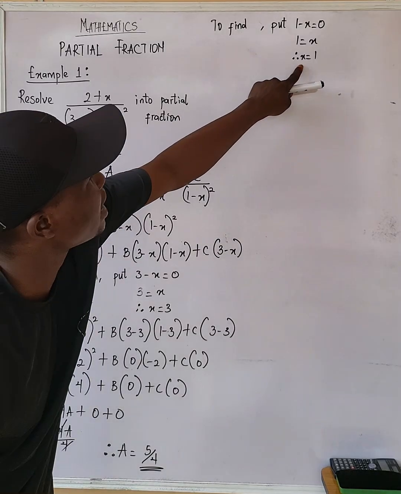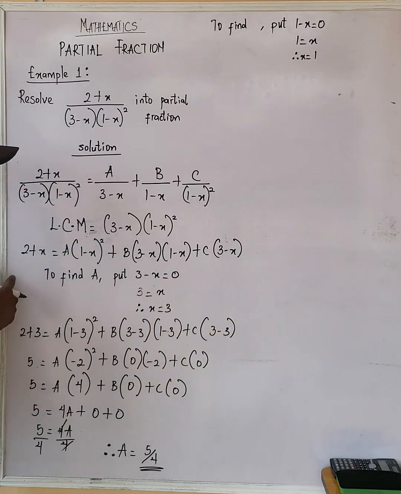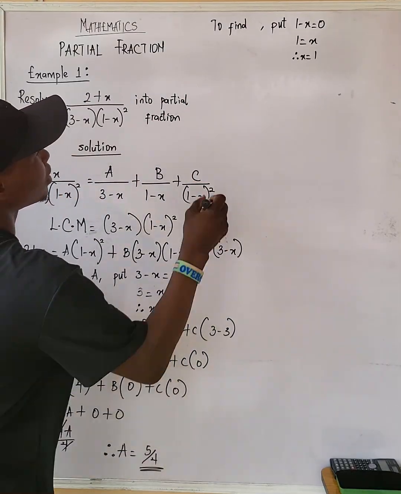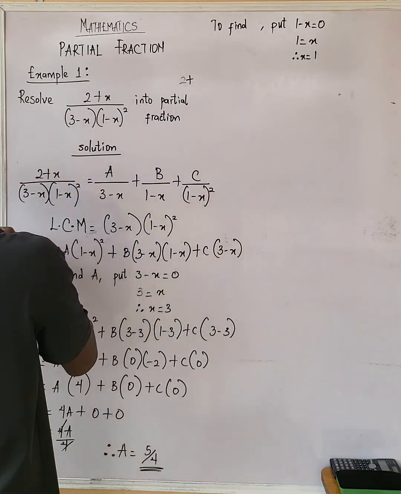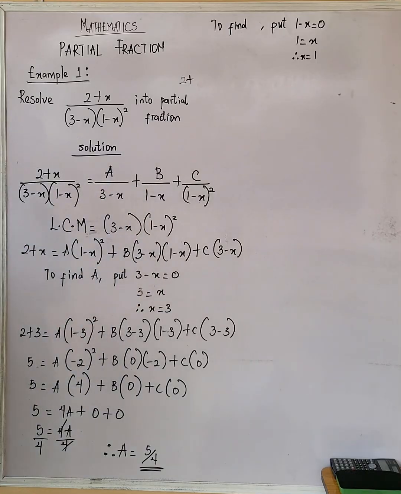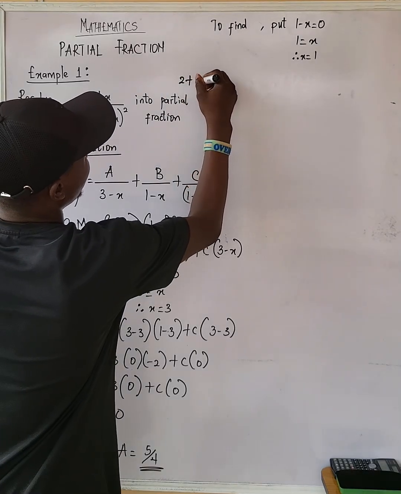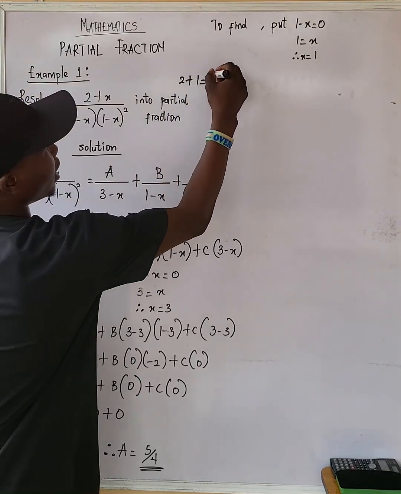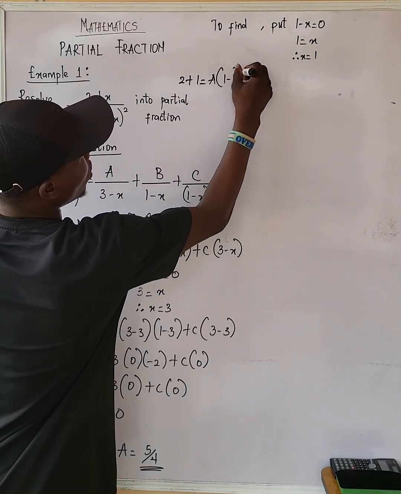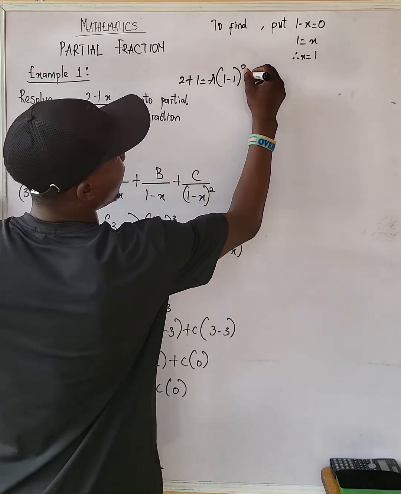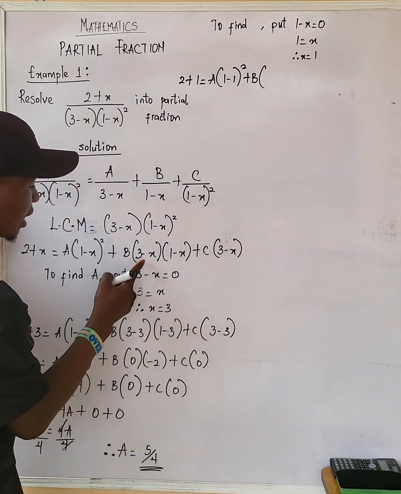So when we have gotten x equals to 1, where we did the LCM, anywhere we see x, we put what? We put 1. So here will be what? 2 plus 1, right? So here will be 2 plus 1 equals to, here will now be a into bracket 1 minus 1 square, right? This is 1 minus 1 all square. Then plus b. So here will be what? 3 minus 1.